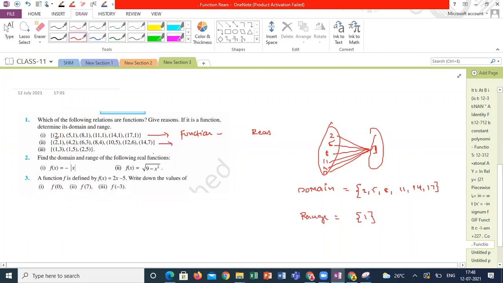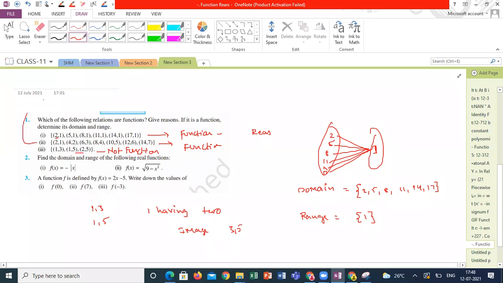What about the second one? It is a function: 2, 4, 6, 8, 10, 12, 14. Third one? It's not a function. Why is it not a function? 1 is repeated: 3, 1, 5. 1 has 2 images, which violates the definition of a function. 3 and 5 are the images of 1. So one pre-image has 2 images, so it's not a function. No need to explain the range and domain.